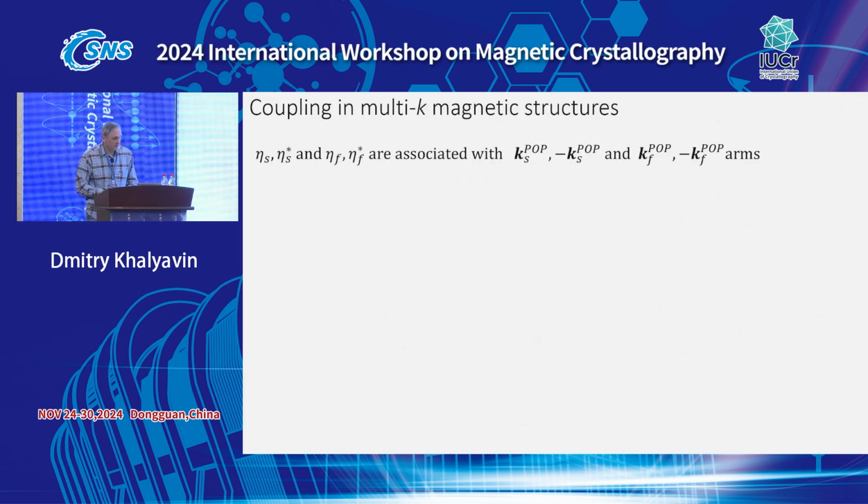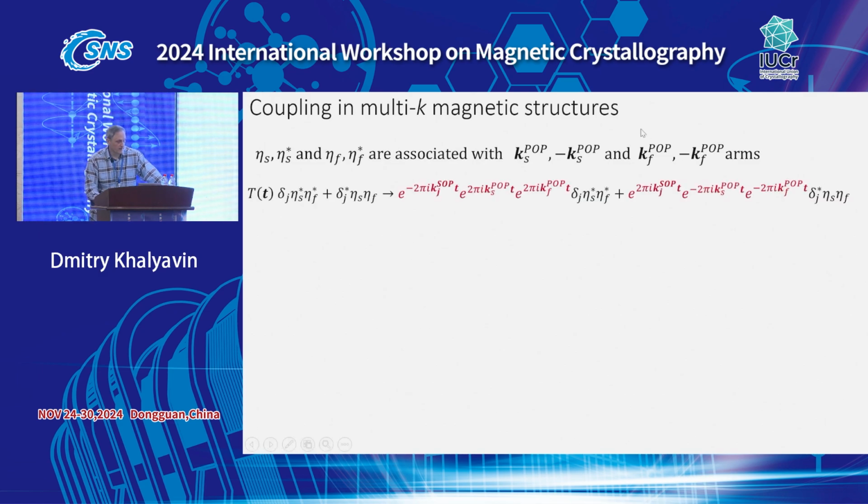So in this case, our invariant will contain eta_s star, a k, minus k component for one arm, and eta_f star, a k, minus k complex conjugate component for another arm of the star. So they are associated with this k, minus k primary order parameter. Now we have a primary order parameter, ks for one arm and kf for another arm of the star. So our free energy invariant will look something like that.